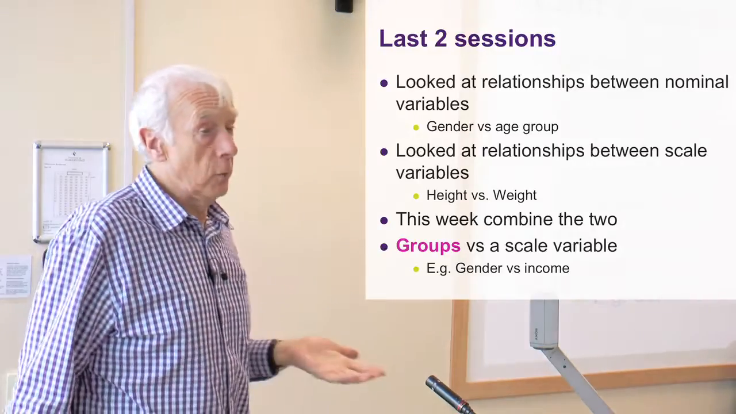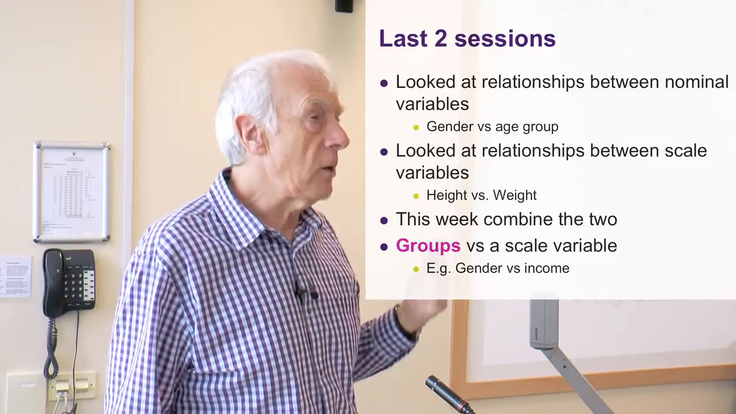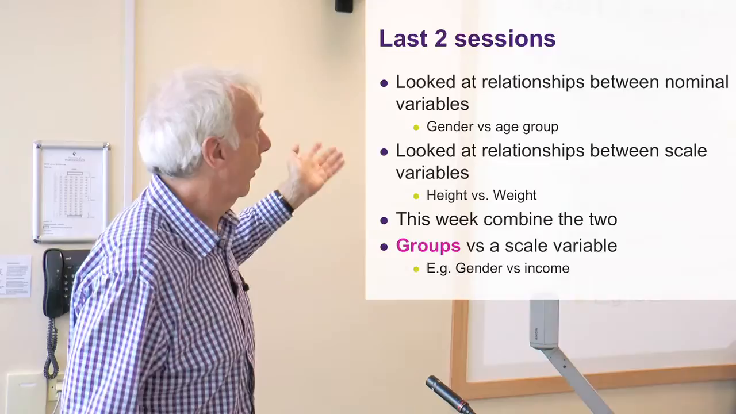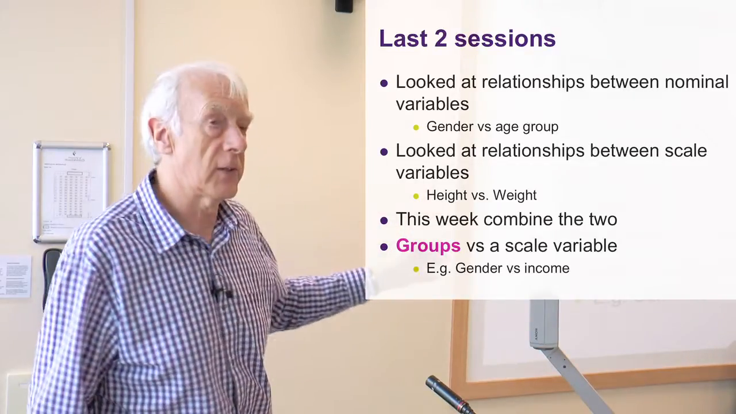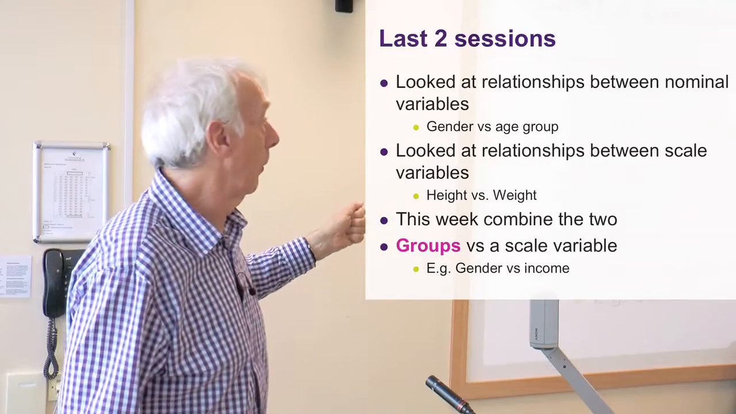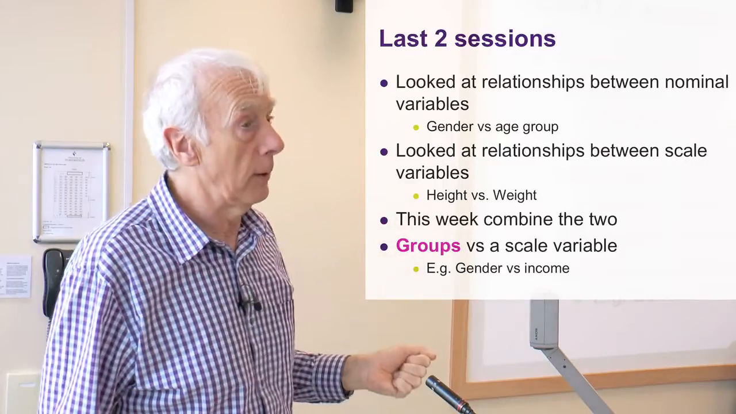What I'm going to be doing this week is actually combining those two things together in some way. So how do we look at the relationships between not just categorical or nominal and another nominal, and not just scale versus scale, but what about if we've got one variable that's nominal and another variable that is a scale? How do we look at the relationships there? And that's what I'm looking at this week.